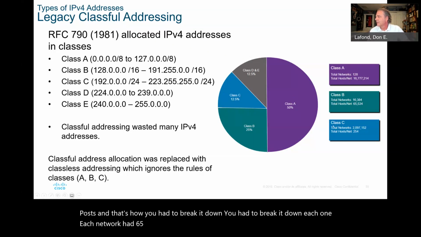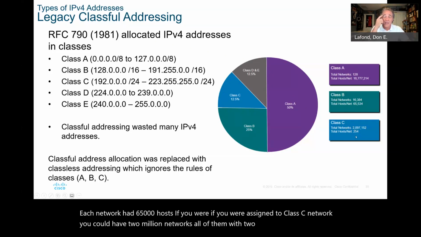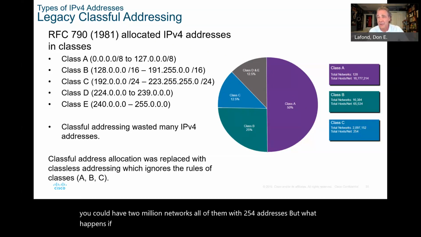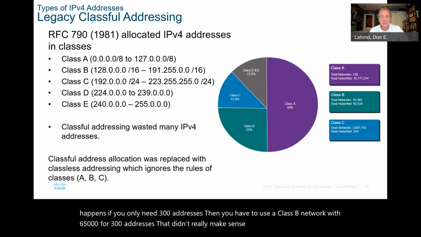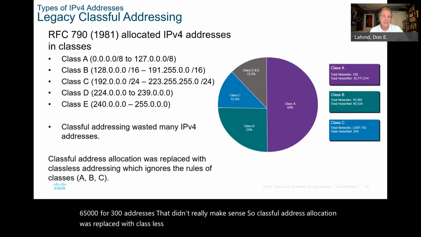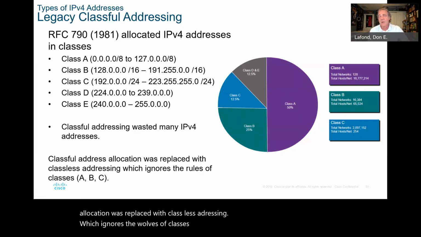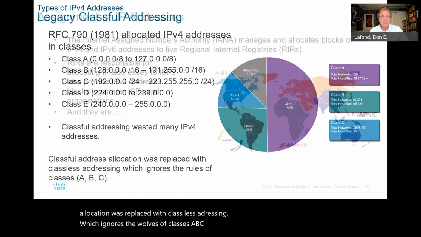If you were assigned a Class C network, you could have 2 million networks, all of them with 254 addresses. But what happens if you only need 300 addresses? Then you have to use a Class B network with 65,000 for 300 addresses. That didn't really make sense. So classful address allocation was replaced with classless addressing, which ignores the rules of classes A, B, and C because of wasting so many addresses.